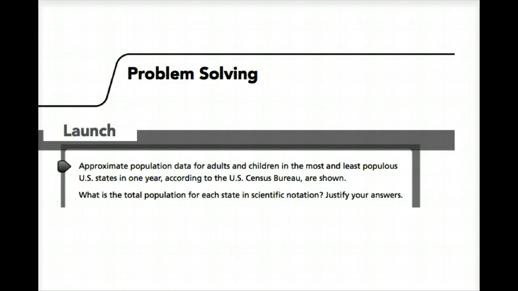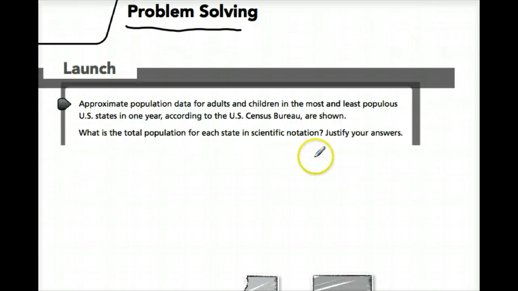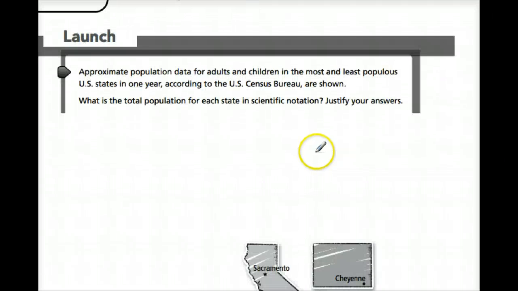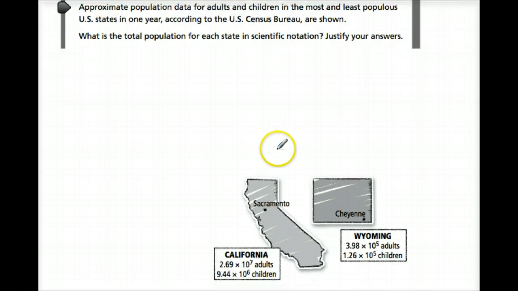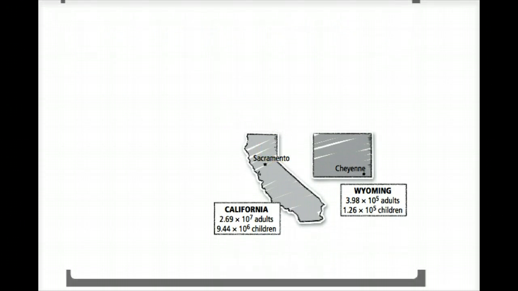Okay, so we are in our student companion on page 91. We're doing the problem solving section. So our launch is approximate population data for adults and children in the most and least populous U.S. states in 1 year according to the U.S. Census Bureau. What is the total population for each state in scientific notation, and justify your answer.